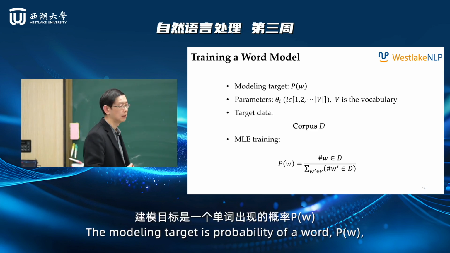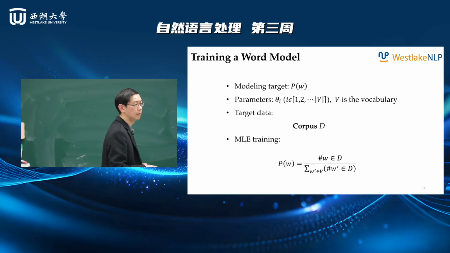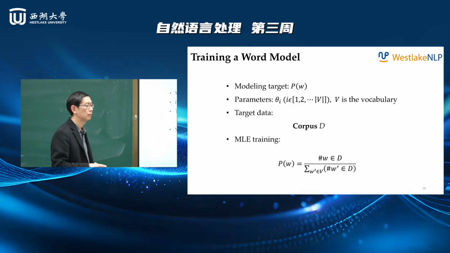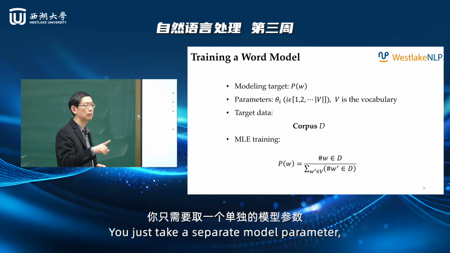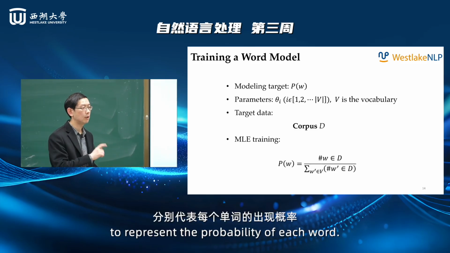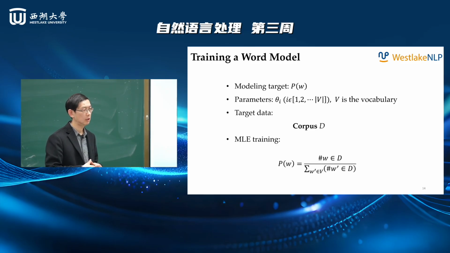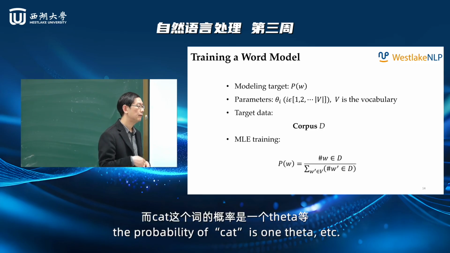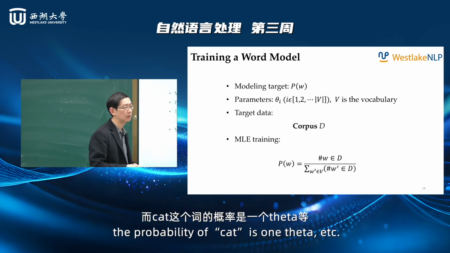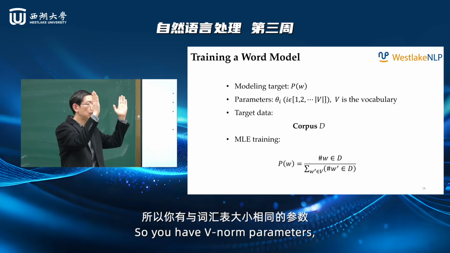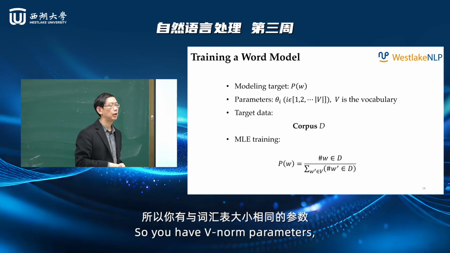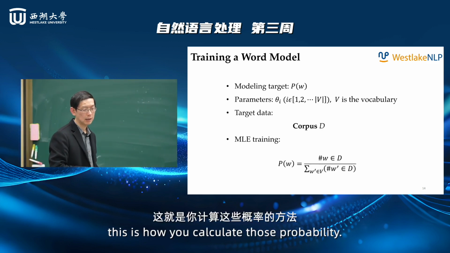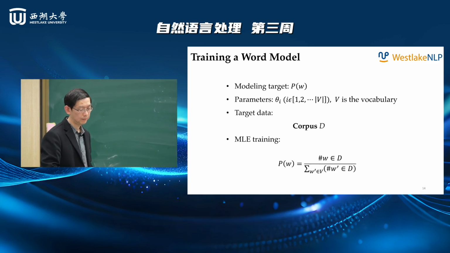The modeling target is the probability of a word, P(w). And how do you parameterize the model? You just take a separate model parameter to represent the probability of each word. The probability of "the" is one theta. The probability of "cat" is one theta, etc. So you have |V| parameters. This is how you calculate those probabilities.